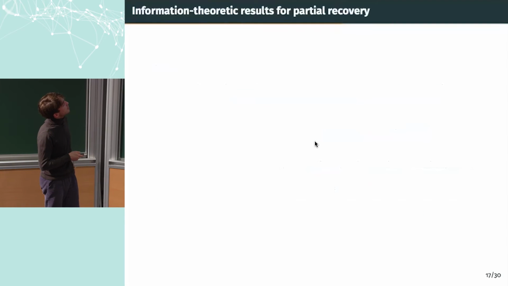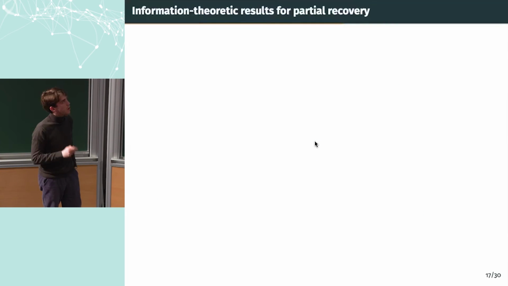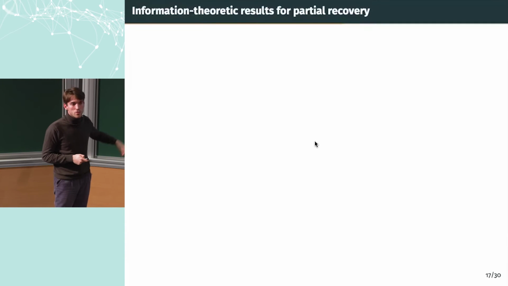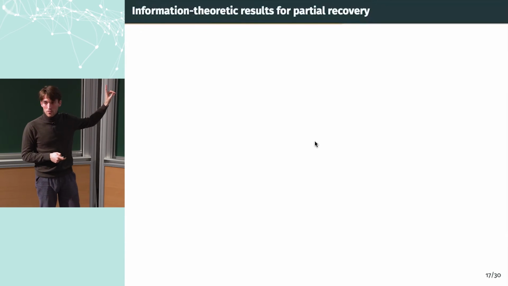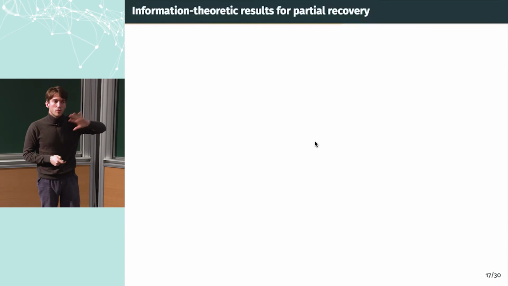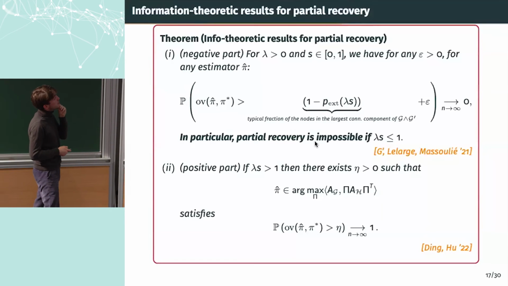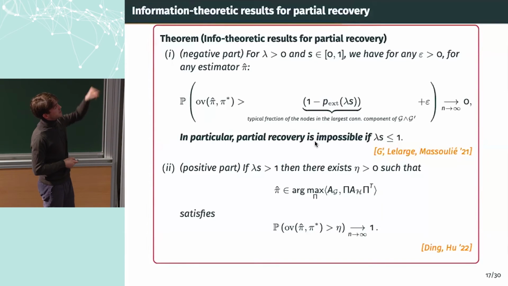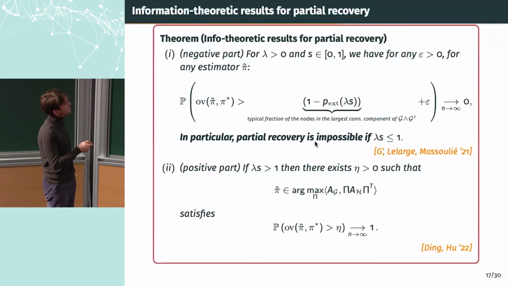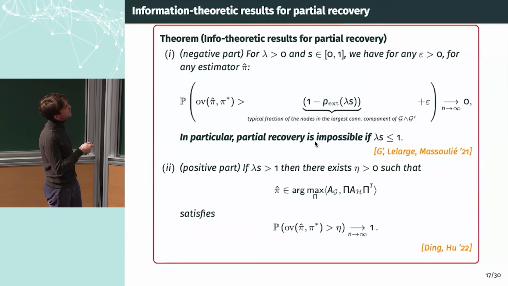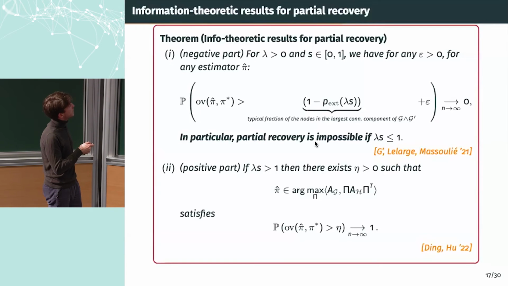In this slide, I give you just the information theoretic results. So I will answer the first question: what is the noise level above which this problem becomes impossible? This is the theorem. Basically, there is a negative part showing that you can always upper bound the eta you can hope for.